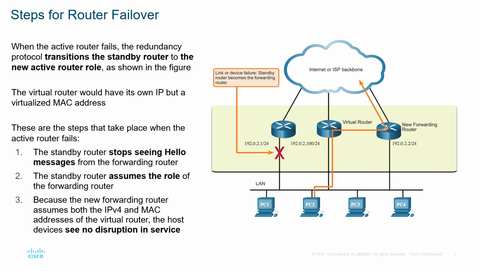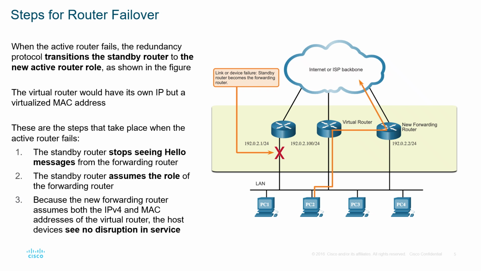So each router in the group is assigned a priority value between 0 and 255. If no priority is explicitly set, the device assigns the default priority of 100.